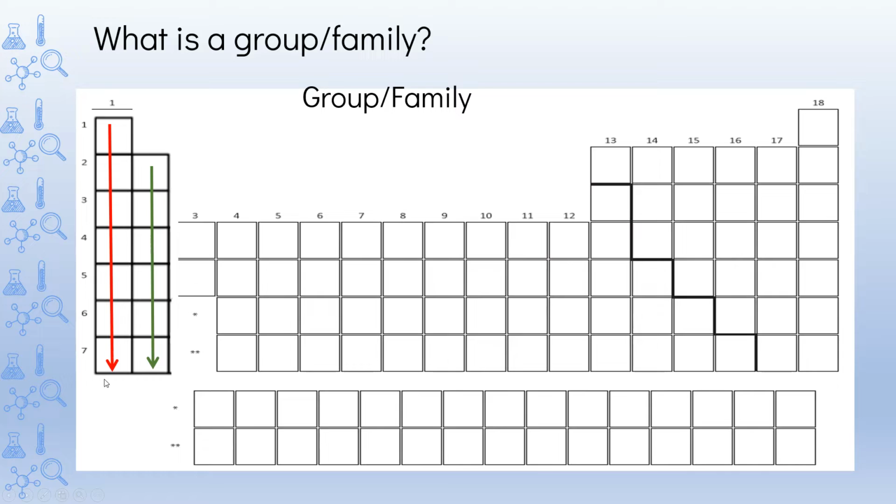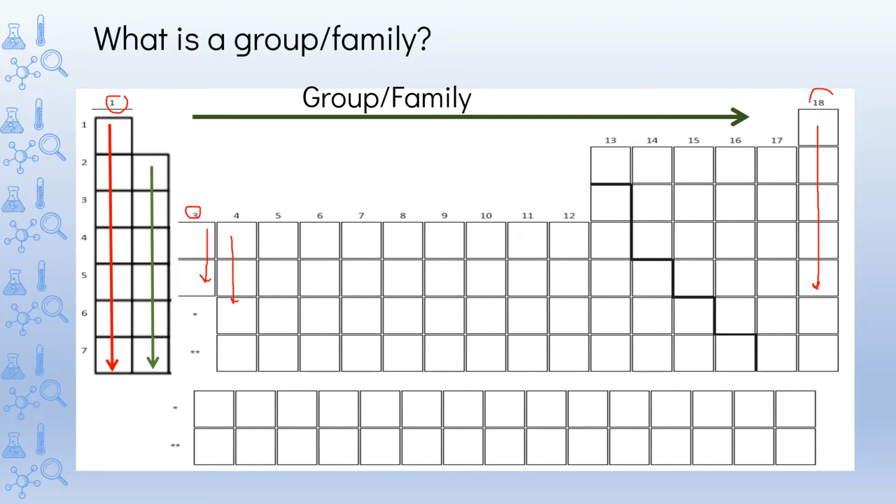So do the arrows going down? These are called the vertical columns. These are your groups and families. We have them all the way across. Now, the groups and families are numbered across the top of your periodic table. So as we go across, notice that number 18 is the last group or family. So we have 18 different columns.